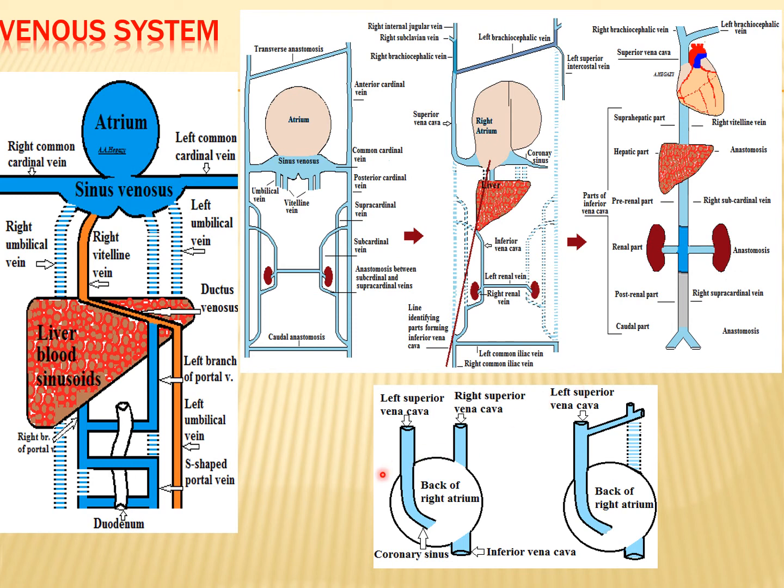Regarding the superior vena cava, double superior vena cava is caused by failure of development of the anastomosis here. So there is double superior vena cava. Left superior vena cava is caused by persistence of the left anterior cardinal vein and obliteration of the right. In this case, it drains into the right atrium through the coronary sinus.